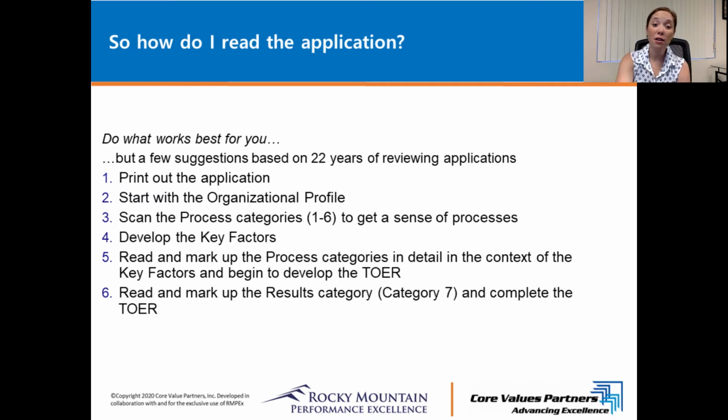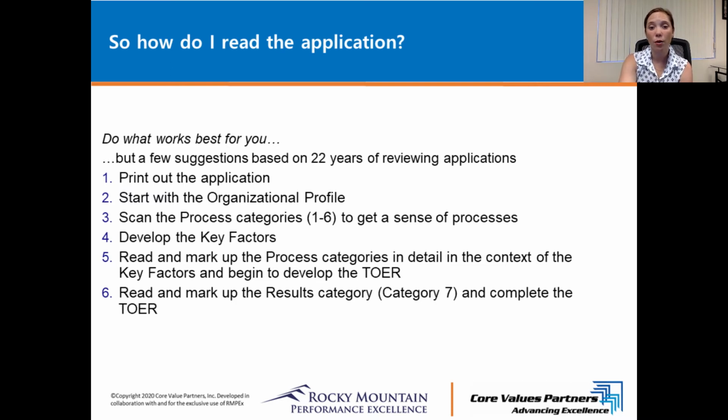Then, go back to the organizational profile and develop the key factors. These key factors will help you fully assess the application and identify strengths and opportunities for improvement. Keep those key factors next to you as you review the process categories, categories 1 through 6. That way, you can check what's important to the applicant as you review their application.